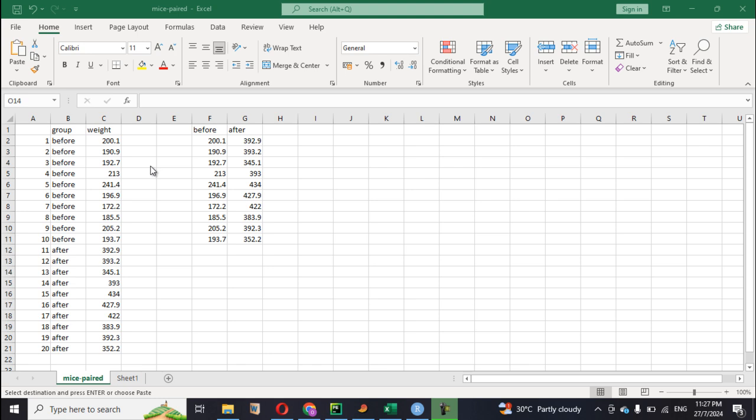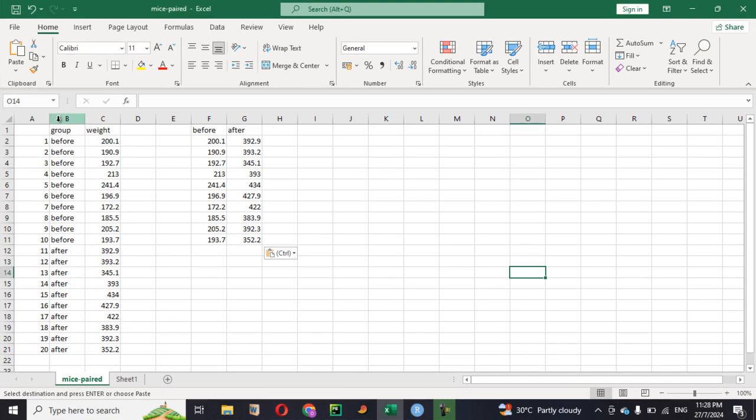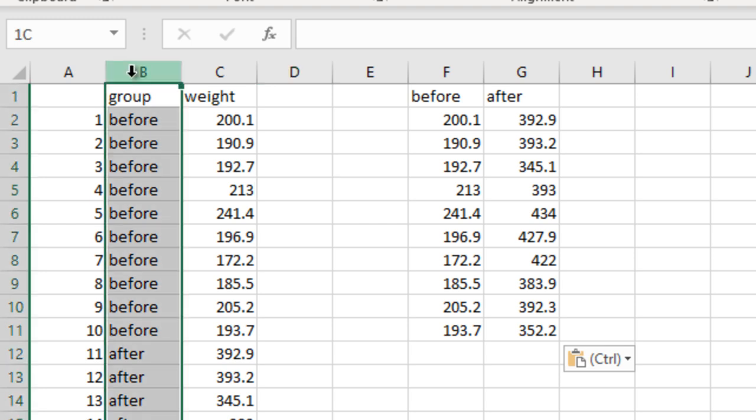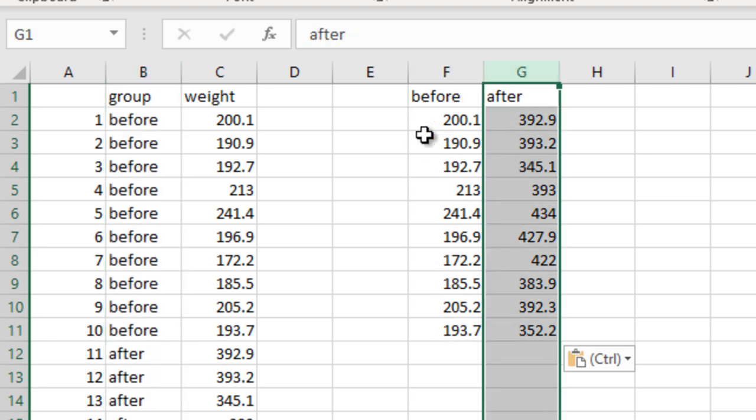So we are going to do that in PAST. There are 2 ways to do that. Of course you have a group: the first group is before, the second group is after. But PAST does not really recognize this format. It recognizes this format, with before and after, so that is how PAST recognizes it.